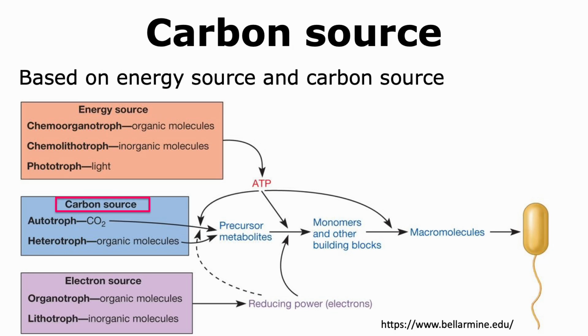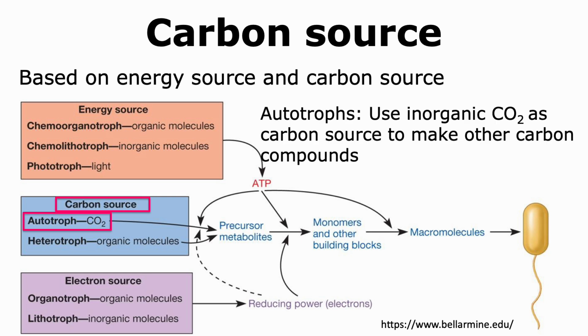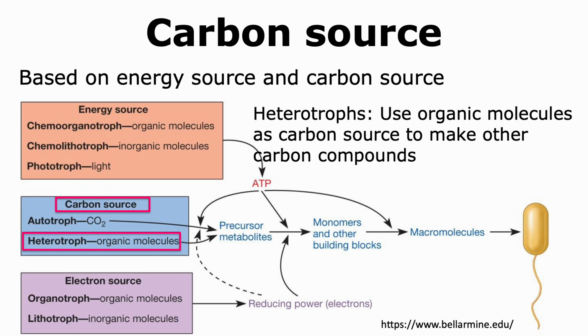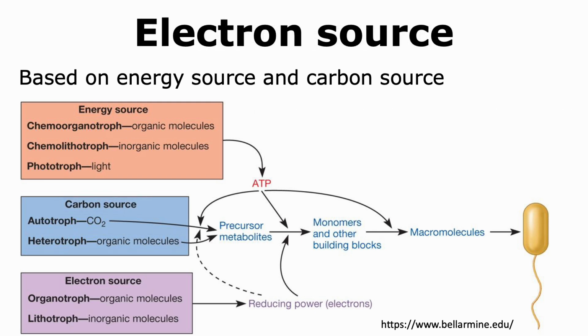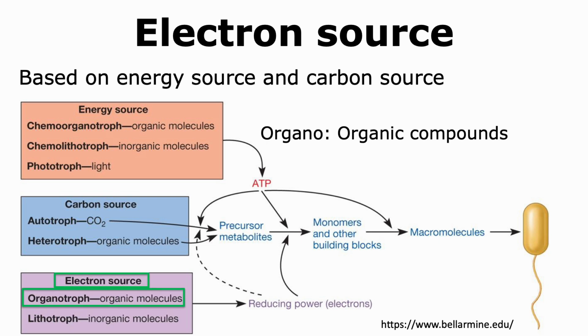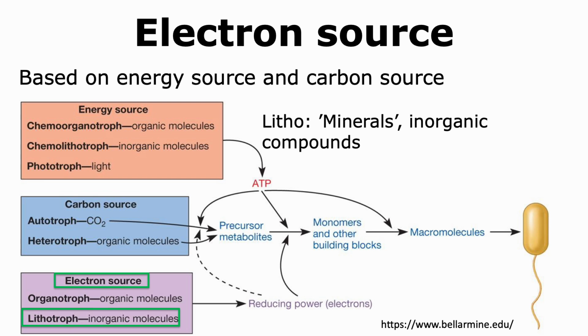Carbon can also be obtained in different ways. Autotrophs are those organisms that will use inorganic carbon dioxide as the carbon source to make other types of carbon compounds needed in the cell, while heterotrophs are those organisms that will use organic molecules as a carbon source to make other carbon compounds. The electron source can be in the form of organic compounds or minerals or inorganic compounds.